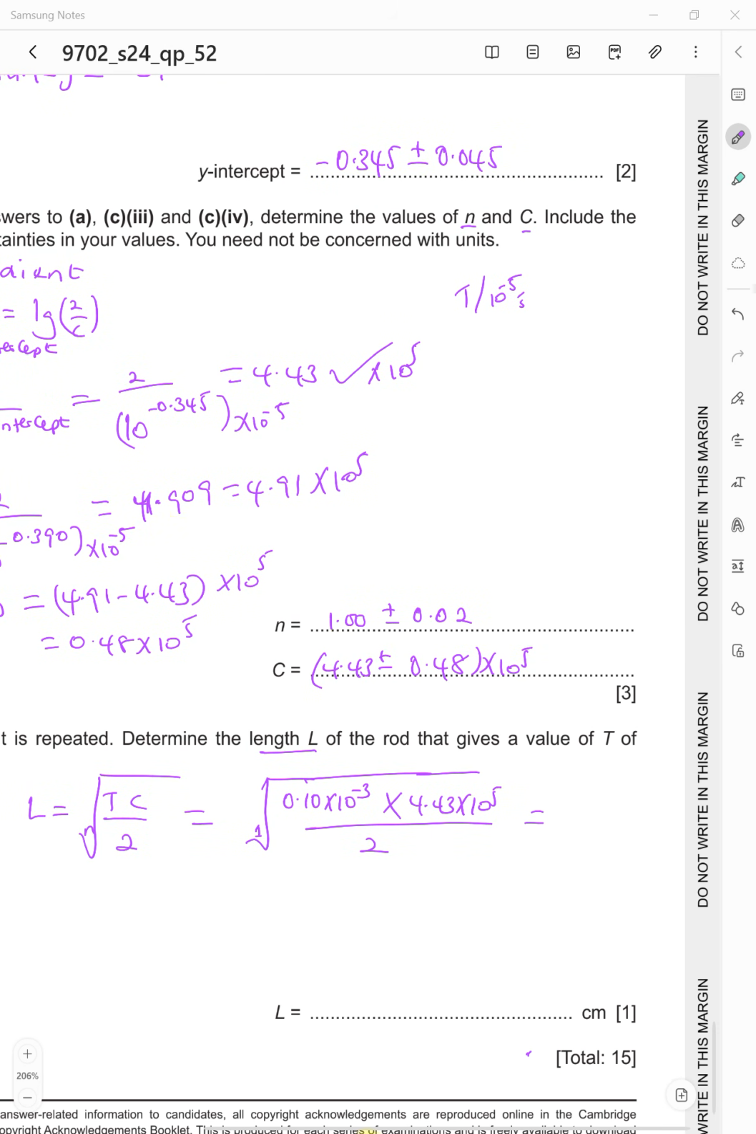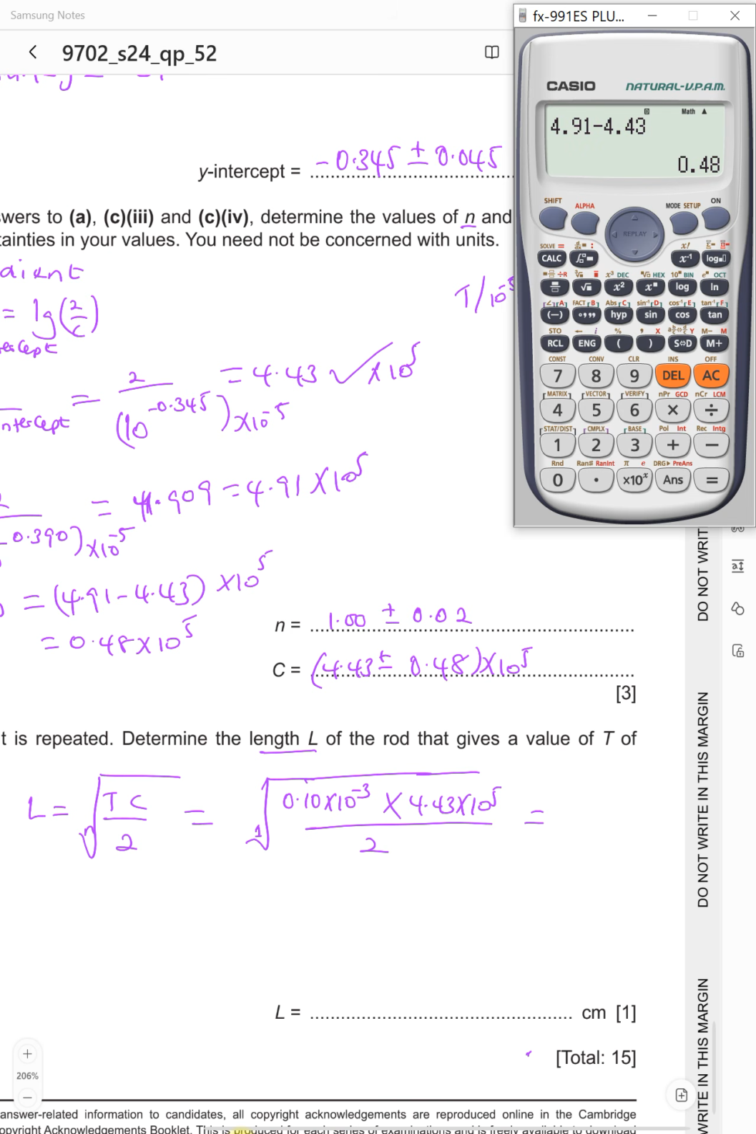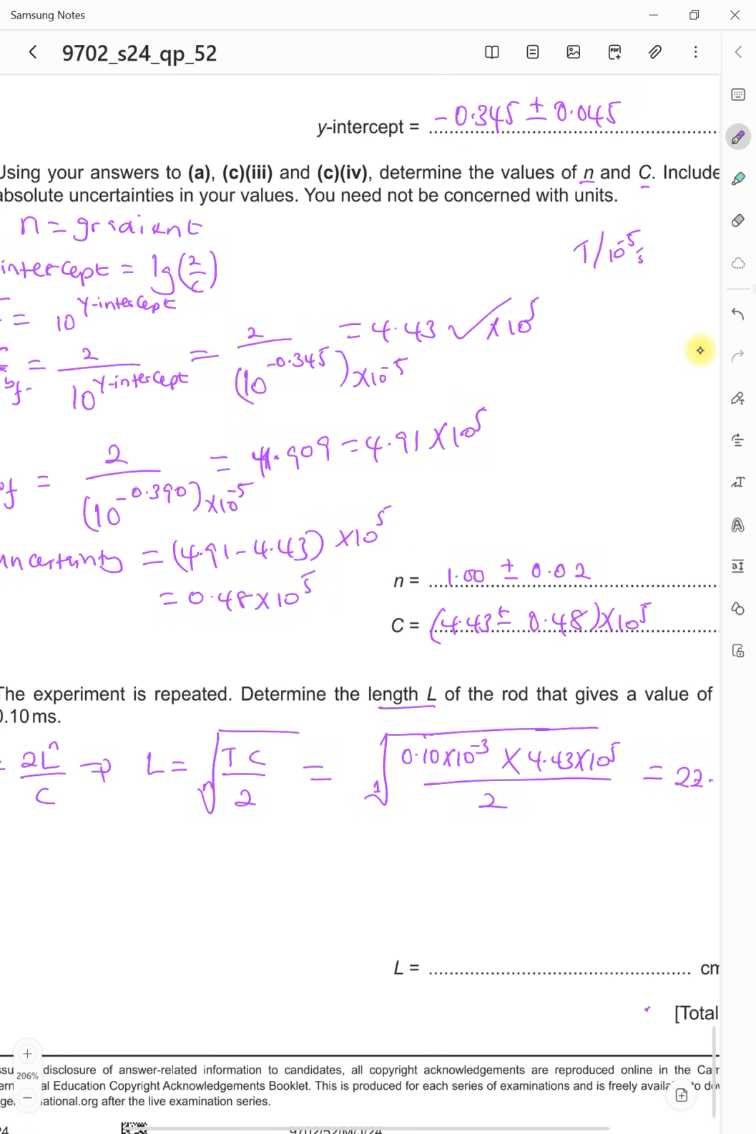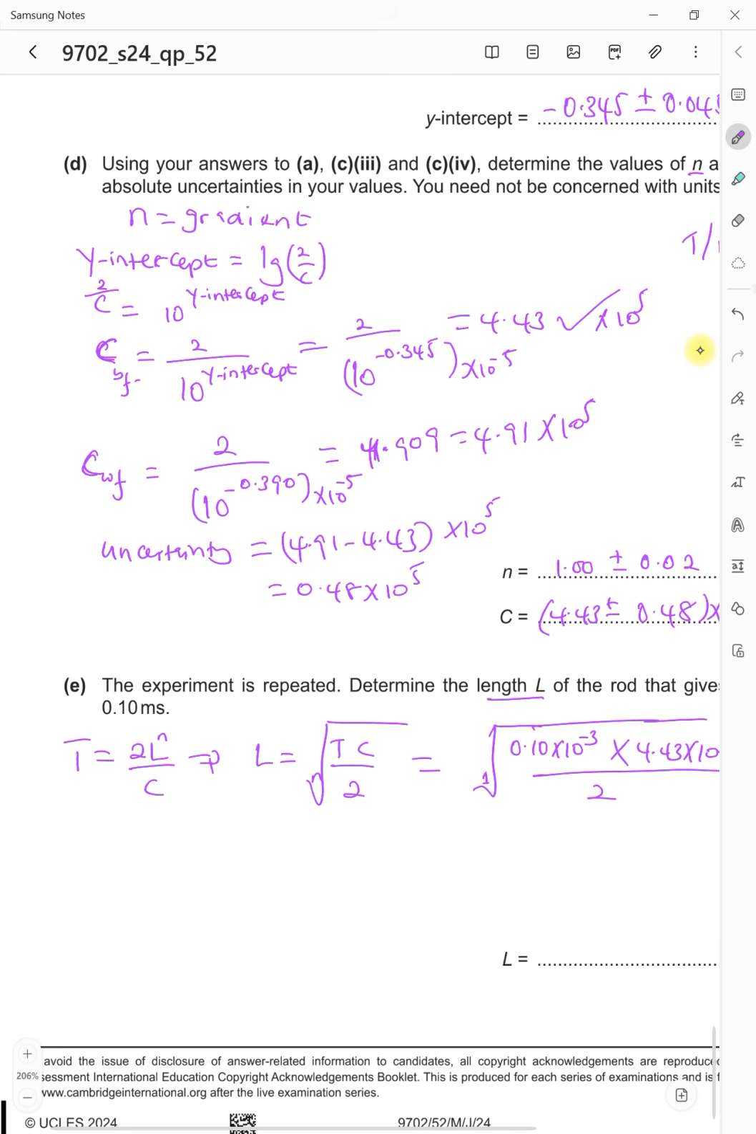So from my calculator, this is going to be 0.1 exponent minus 3 times 4.43 exponent 5, and then I divide this by 2. Of course, if I remove the root, it is just 1. It is the nth root. The n is 1, so it is equivalent to taking no root. So this is the same as 22.15 centimeters. So I can check the units. I can also check using another method. Let me try to check using another method.